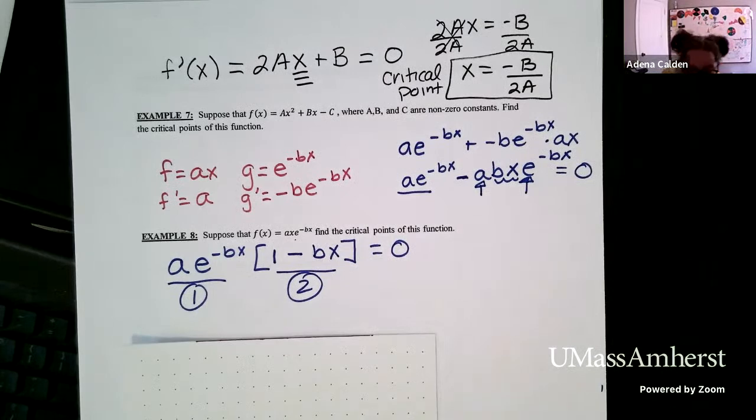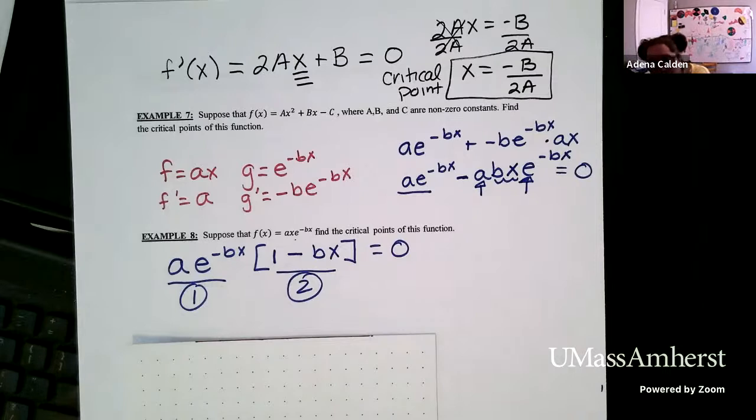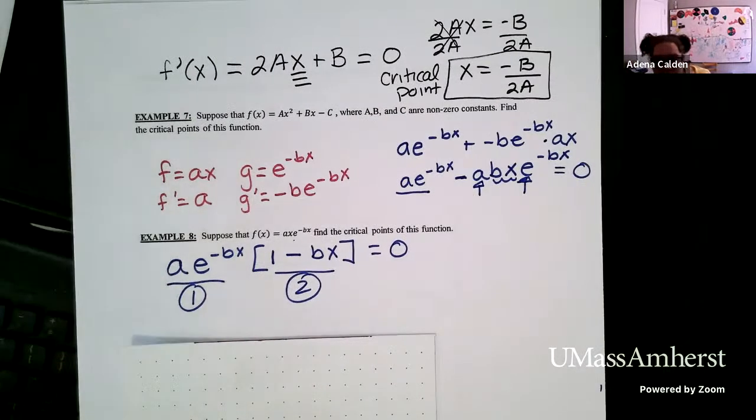Well, you may or may not remember this from algebra, but the E function, e to the negative bx, is never going to equal 0, right? It doesn't cross through the x-axis. There's no value of x that you can plug in that will make that equal to 0. So the first factor will never equal 0 because a and b were just non-zero constants. So that means I can just focus on the second factor.